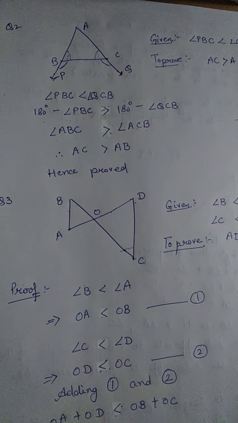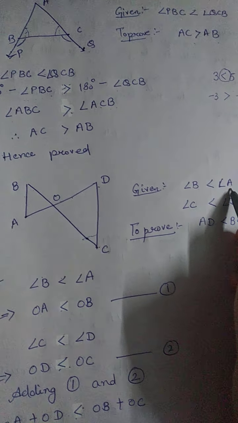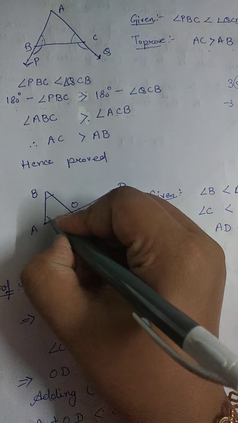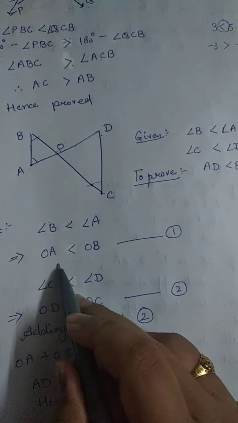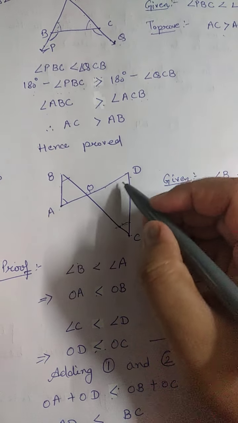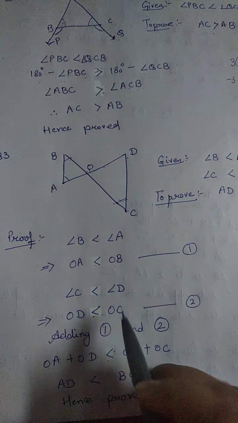Now in question number 3, this is the figure given in front of you. Angle B is less than angle A. This is less than this angle. So it means OA is less than OB. Fine. And what else is given? Angle C is less than angle D. So if angle C is less than angle D, what it means is that OD, the side opposite to angle C, is less than OC. Okay, OD is less than OC.